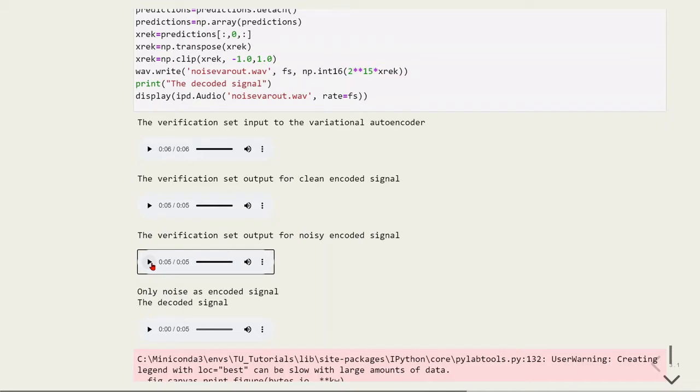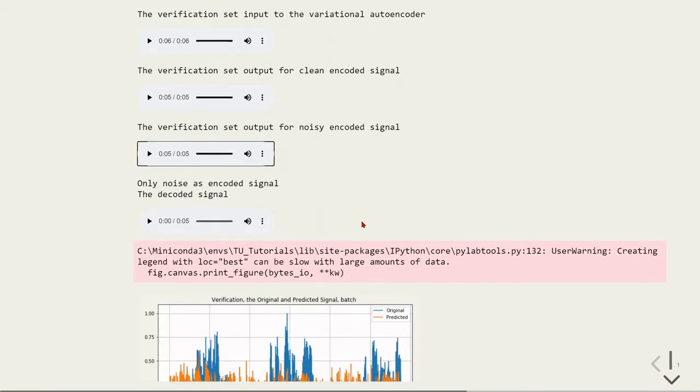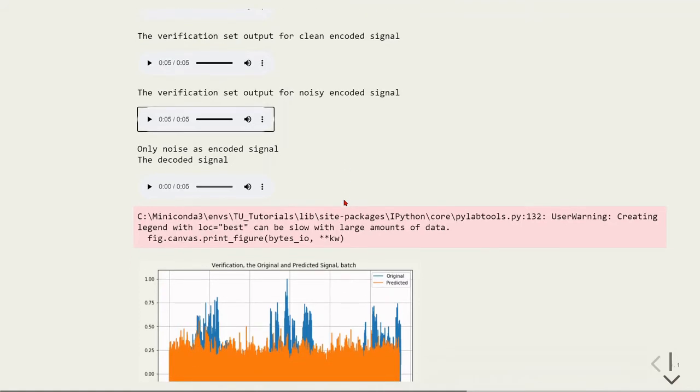We almost cannot hear anymore the original. And this is the case when we are using only noise as the encoded signal as an input to the model. So we are feeding this model just with noise, and this is what the output of the model sounds like.